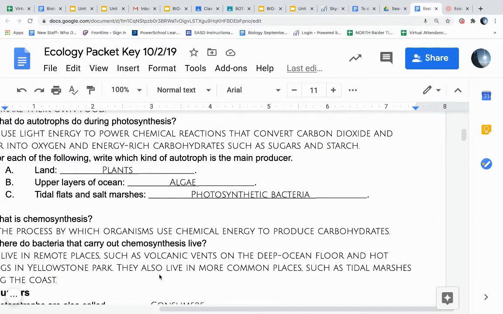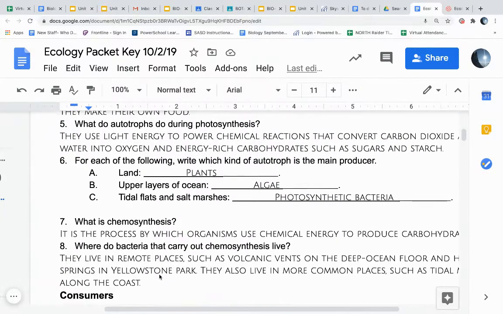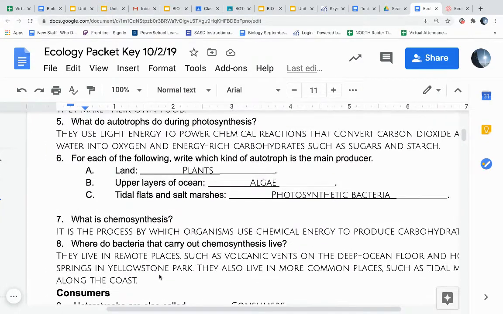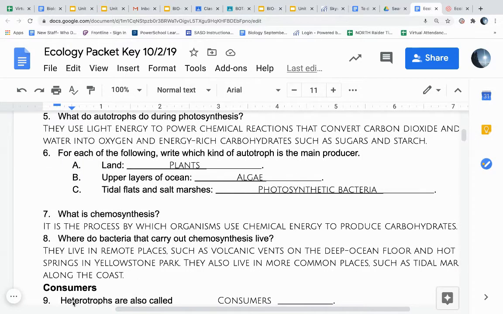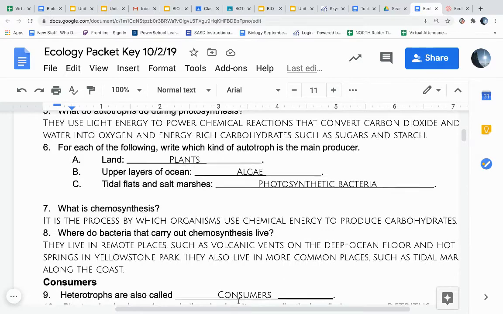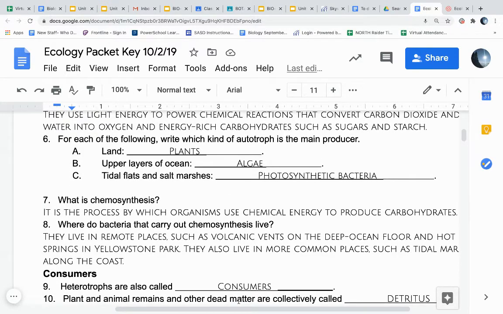They also live in more common places like tidal marshes along coastlines, salty areas. Heterotrophs are called consumers. So if we break down the word heterotroph, hetero means different. You'll learn about, say, heterozygous in genetics. Troph means feeder, so different feeder. They must eat something different. They cannot feed themselves, so they must consume something else. And depending on what they consume is what level we put them at.